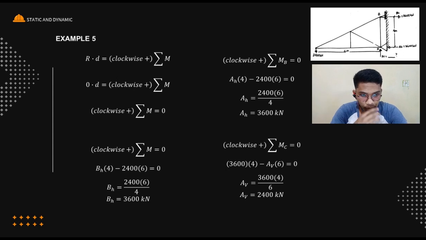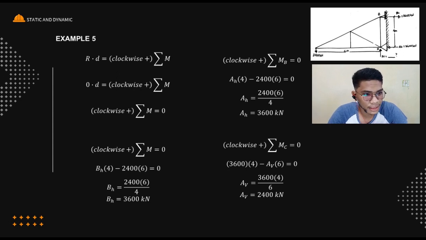So isolating, katulad din po, isolating AH on the left side, transpose negative 2,400 multiplied by 6 on the right side, and then dividing both sides by 4, so we can obtain the AH. So AH is equals to 3,600 kilonewton. Now that we have AH, AV na lang po yung hinahanap natin.